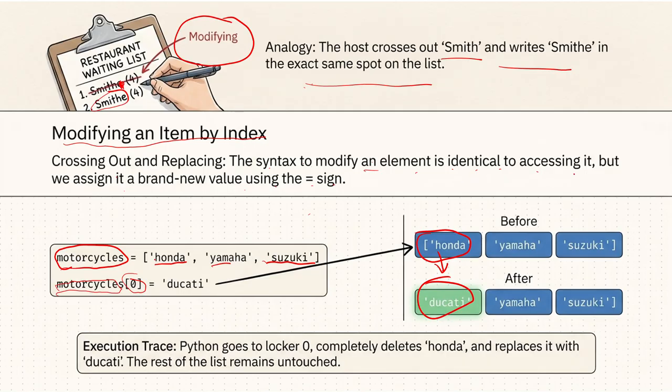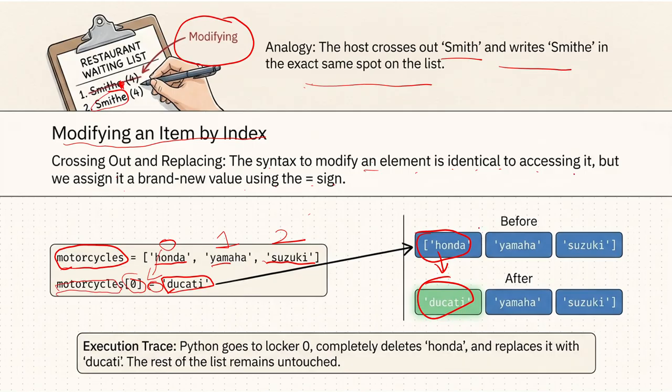So if you see over here, Honda is at 0 position. Yamaha is at 1 position, Suzuki is at 2 position. I want to modify Honda, that's why I will put 0 over here. So that's why 0 has come over here. And then you will put one equal to symbol, and after that you will put the value of the new item, which we are saying Ducati.